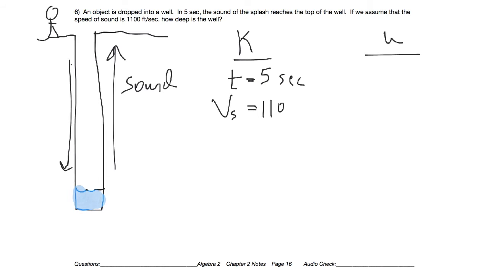We also know that the velocity of sound is 1,100 feet per second. What else do we know? Not much. We know that the object is dropped also. We're trying to find the distance. How deep, the depth of the well, from the ground level all the way down to the water level.